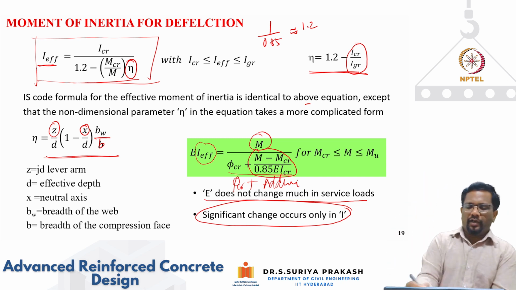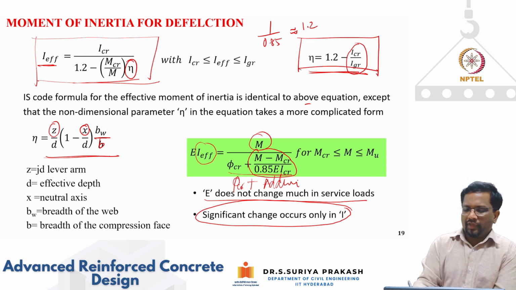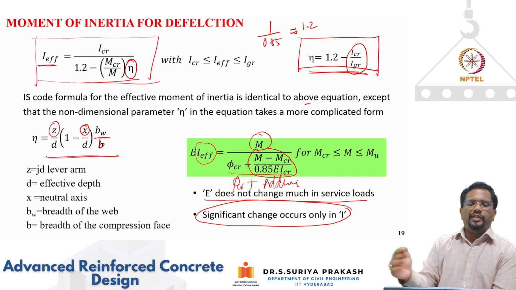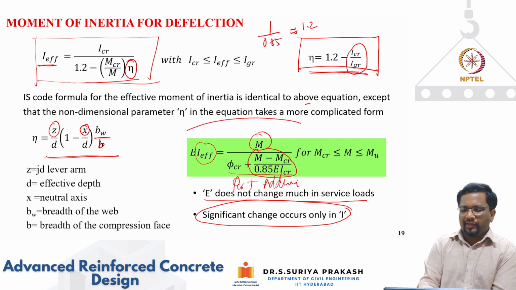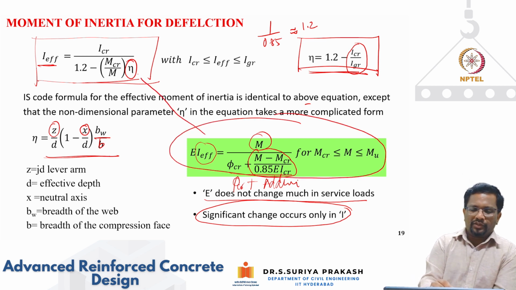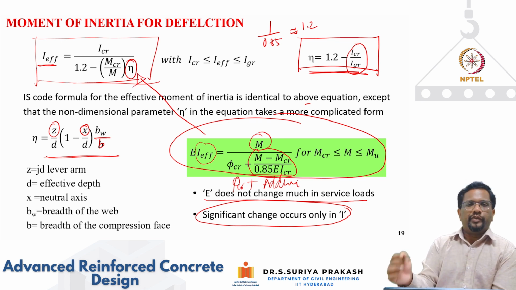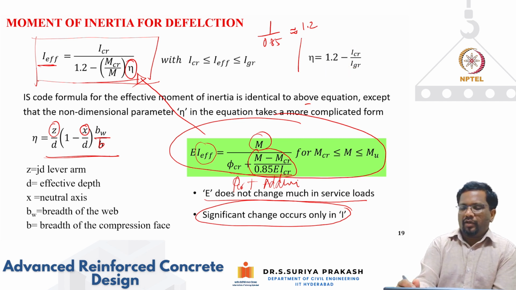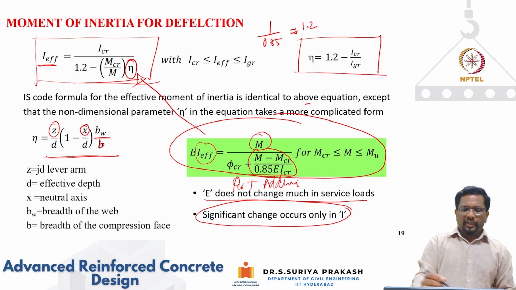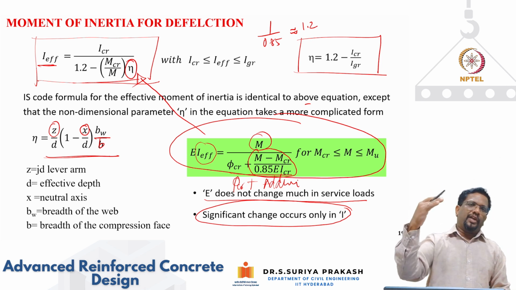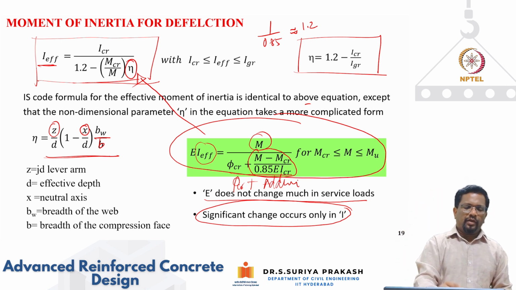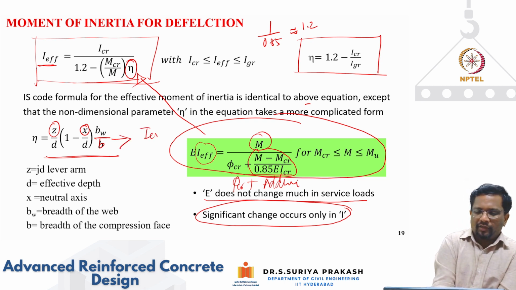So the eta, the actual equation, is this. Okay. Again, this is the actual equation. We are saying that E does not change, and I can take this equation and simplify it to this. But again, you end up with one eta factor, which is 1.2 minus I cracked by I gross. Then again, the code says, okay, I want to keep it as a simplified expression. So the eta can be expressed in terms of your neutral axis depth at service moment and the lever arm in this simplified form. Okay, so these factors are actually accounting for that I cracked by I gross.